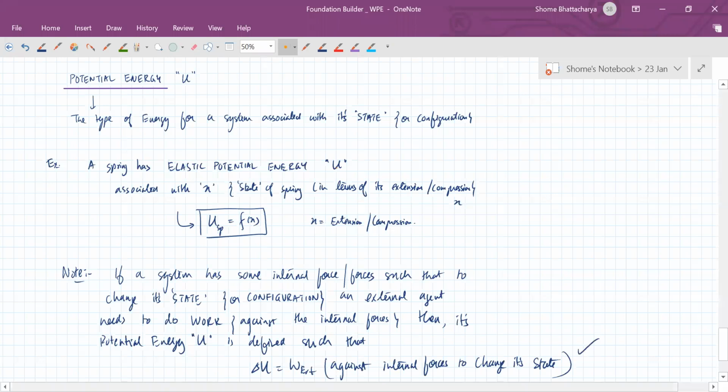So this now gives us a mathematical definition of how we calculate the change in potential energy. It is the work done by the external agent, not the overall work done, but the work done against the internal force to change its state. So once again, just note down the definition first. When I explain with a couple of examples, it will become clear how we execute the definition.